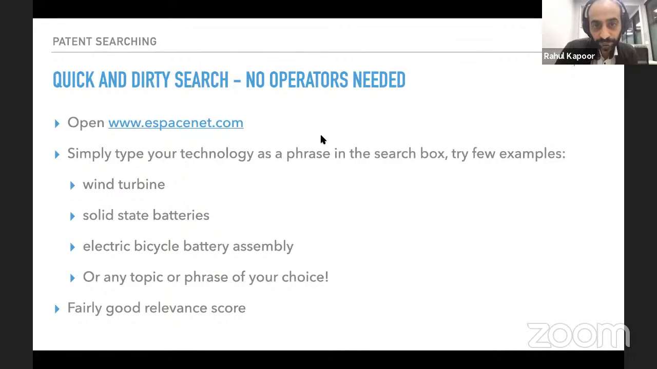So is providing citation compulsory? Well, not in every patent office. It depends on the patent office.